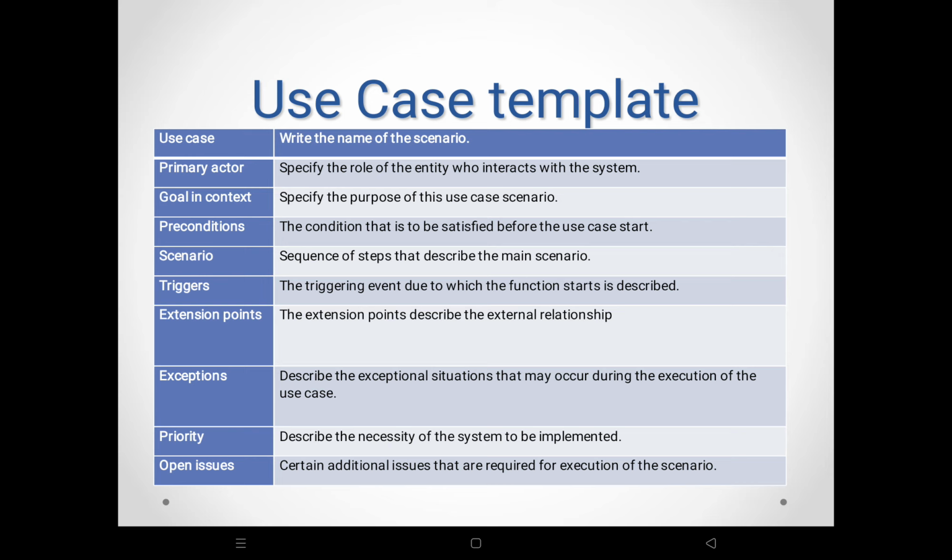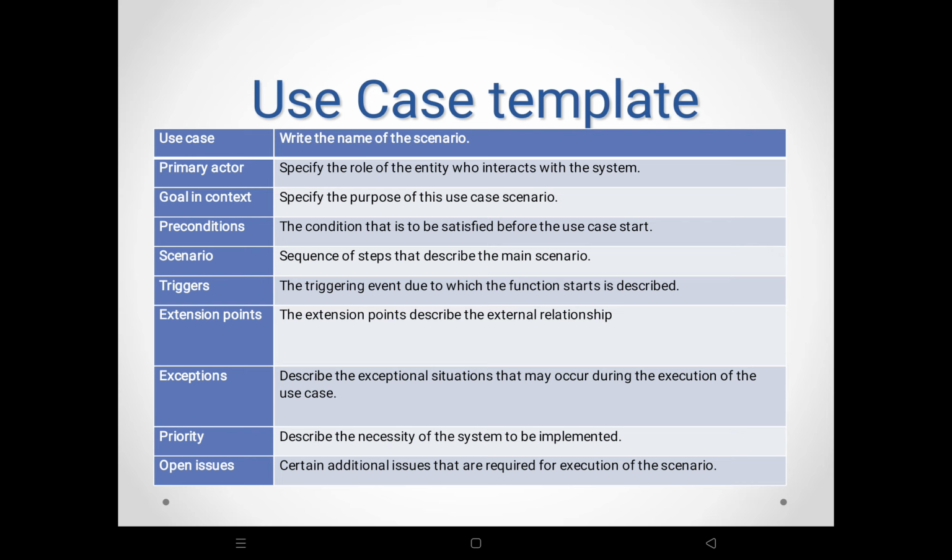Okay, this is the use case template. Again, I tell you, in the use case we write the name of the use case scenario, the primary actor who interacts with the system, goal in context means purpose, precondition, what conditions must be satisfied before we start the use case. Scenario represents the sequence of actions. Trigger, the triggering event due to which the function starts, is described. Extension point specifies the external relationship. Exception, the exceptional situation that may occur during the execution of the use case.